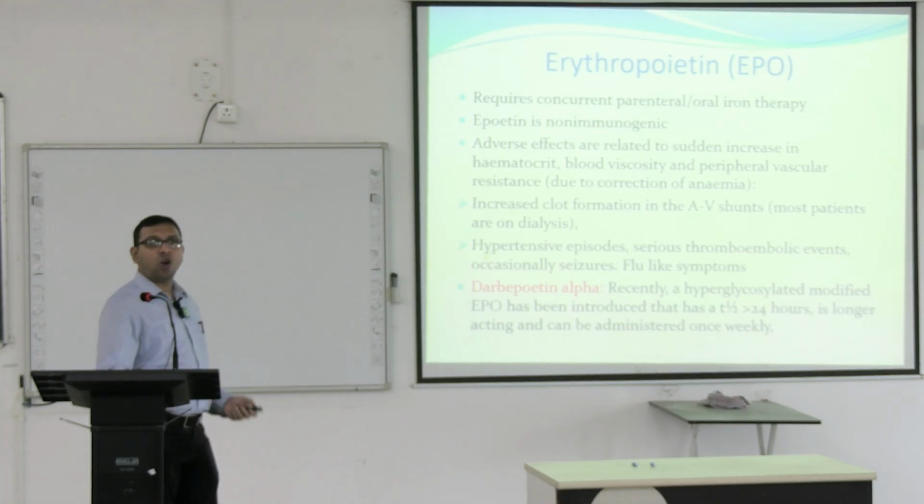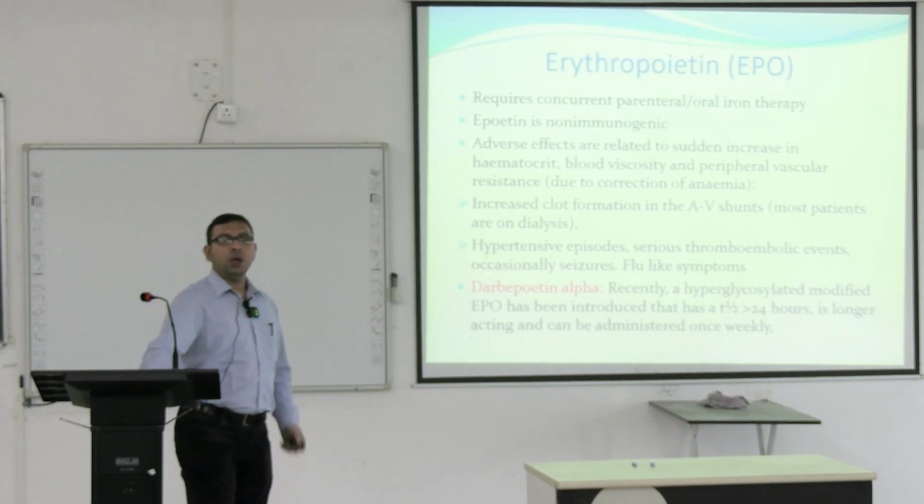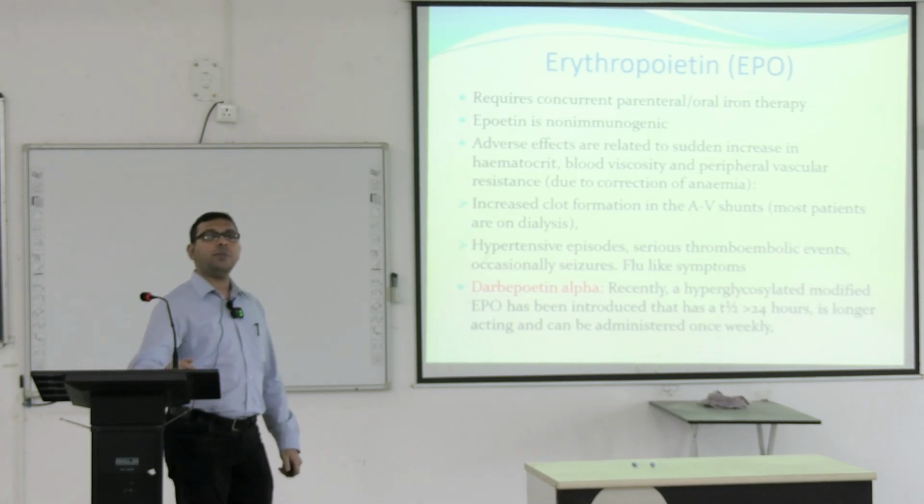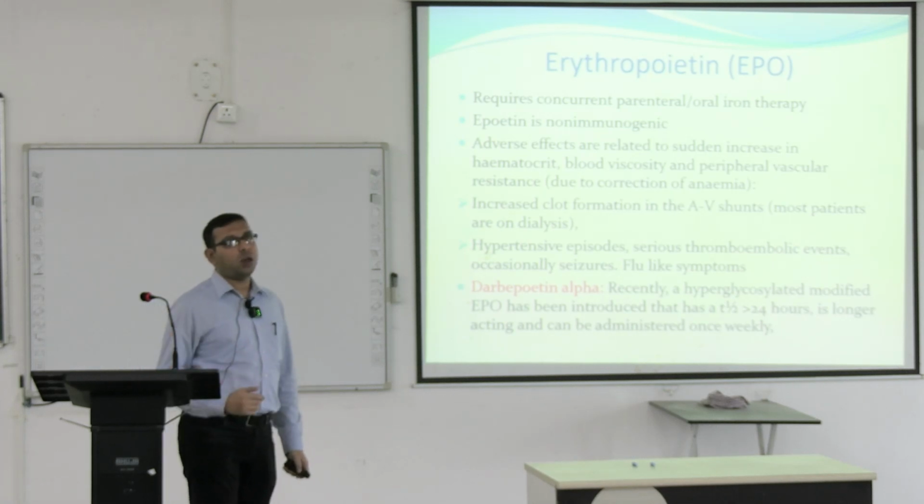Darbepoetin alpha is a congener, a recently produced hyperglycosylated modified erythropoietin, whose half-life is greater than 24 hours. It is longer acting and can be administered once weekly. Usually the previous ones are given twice or thrice weekly, but darbepoetin alpha can be given once weekly.